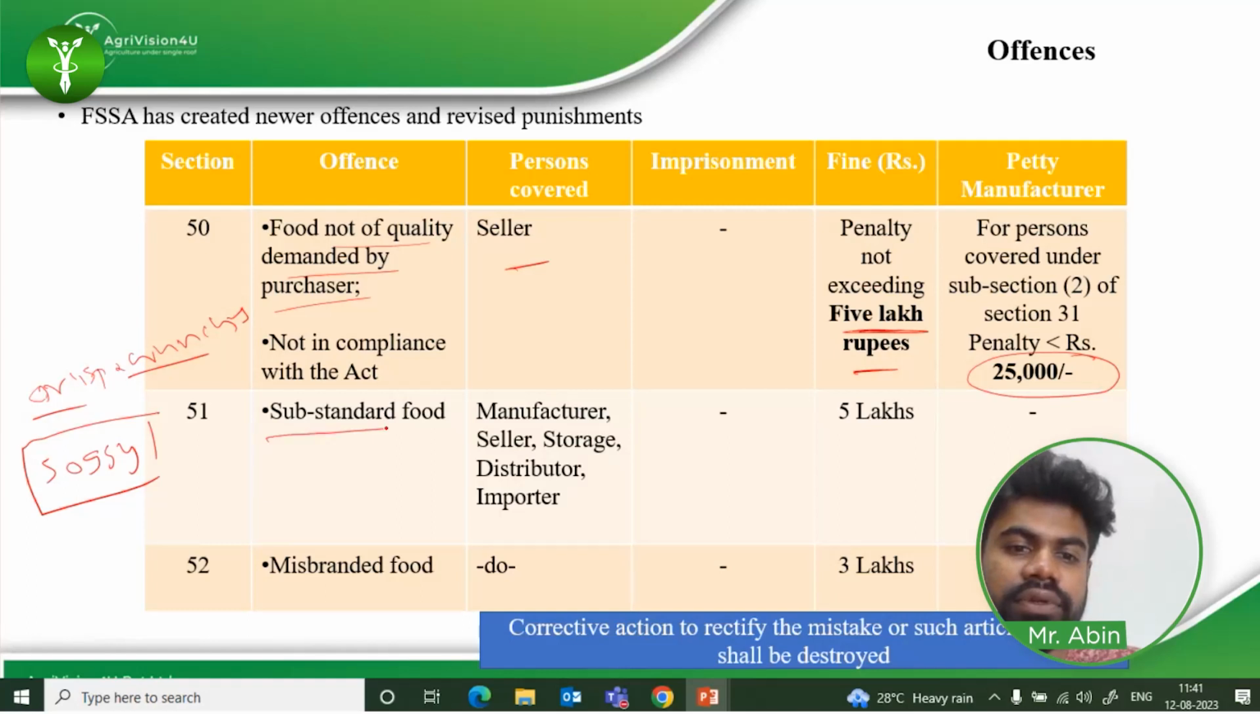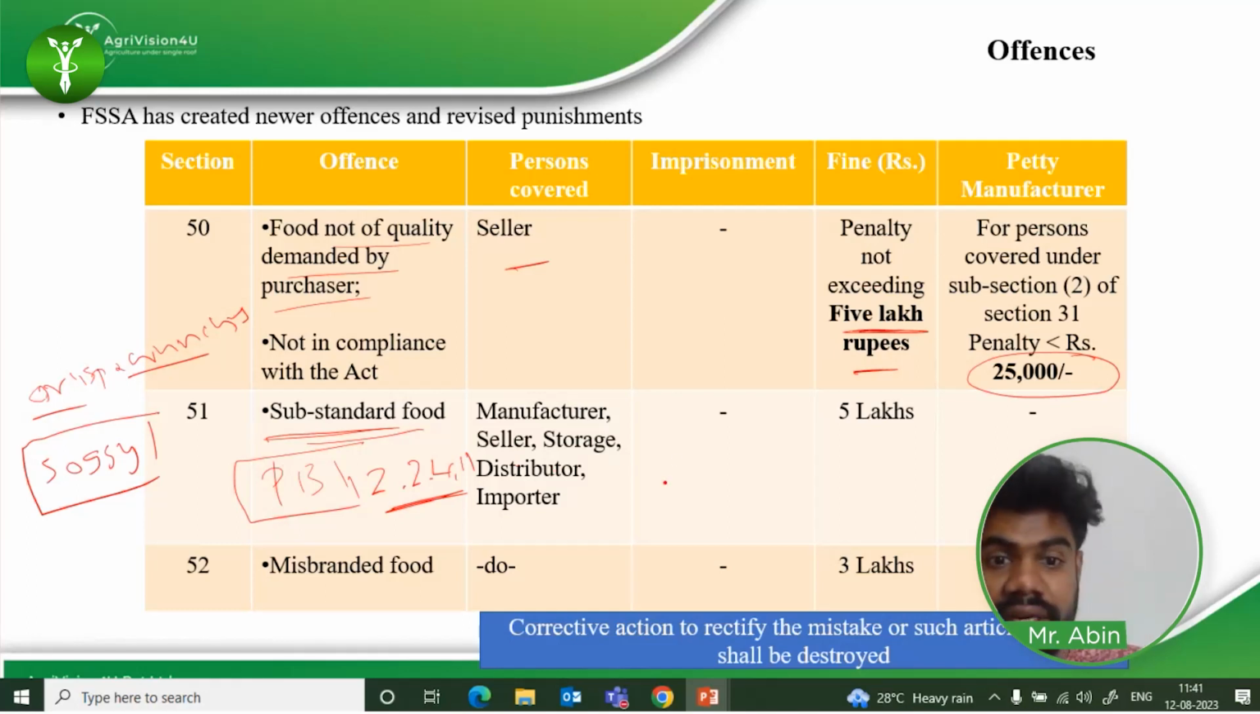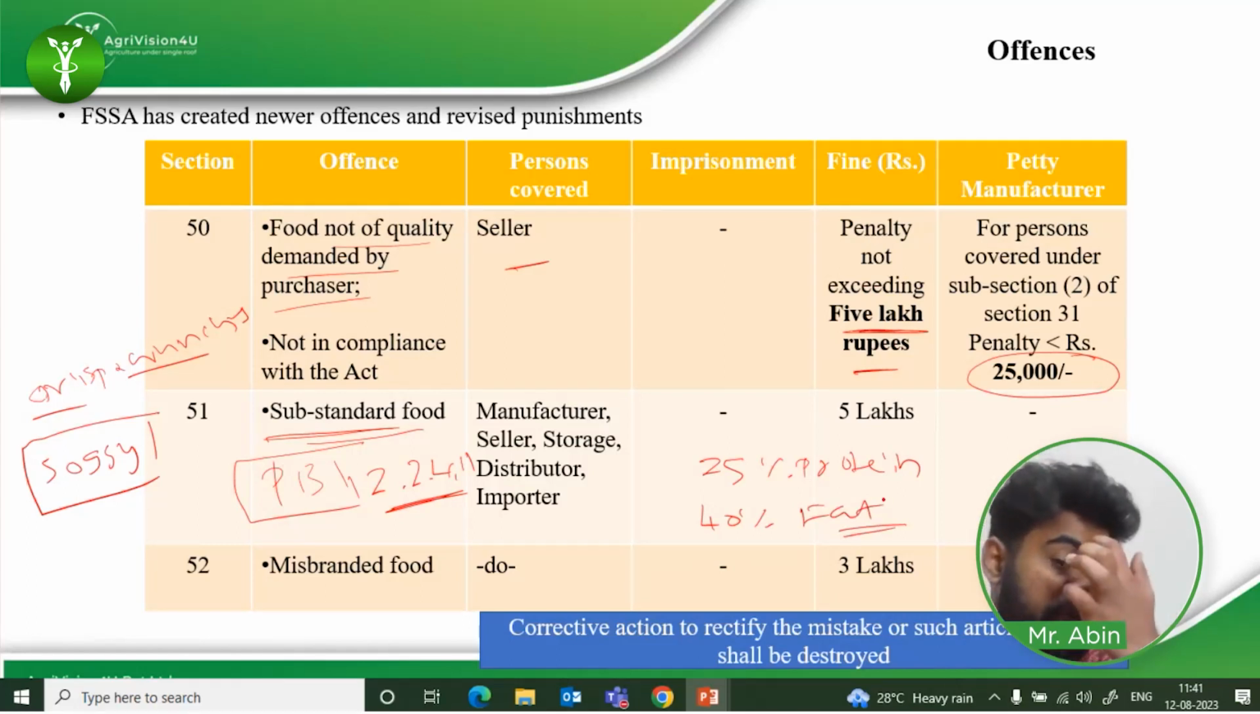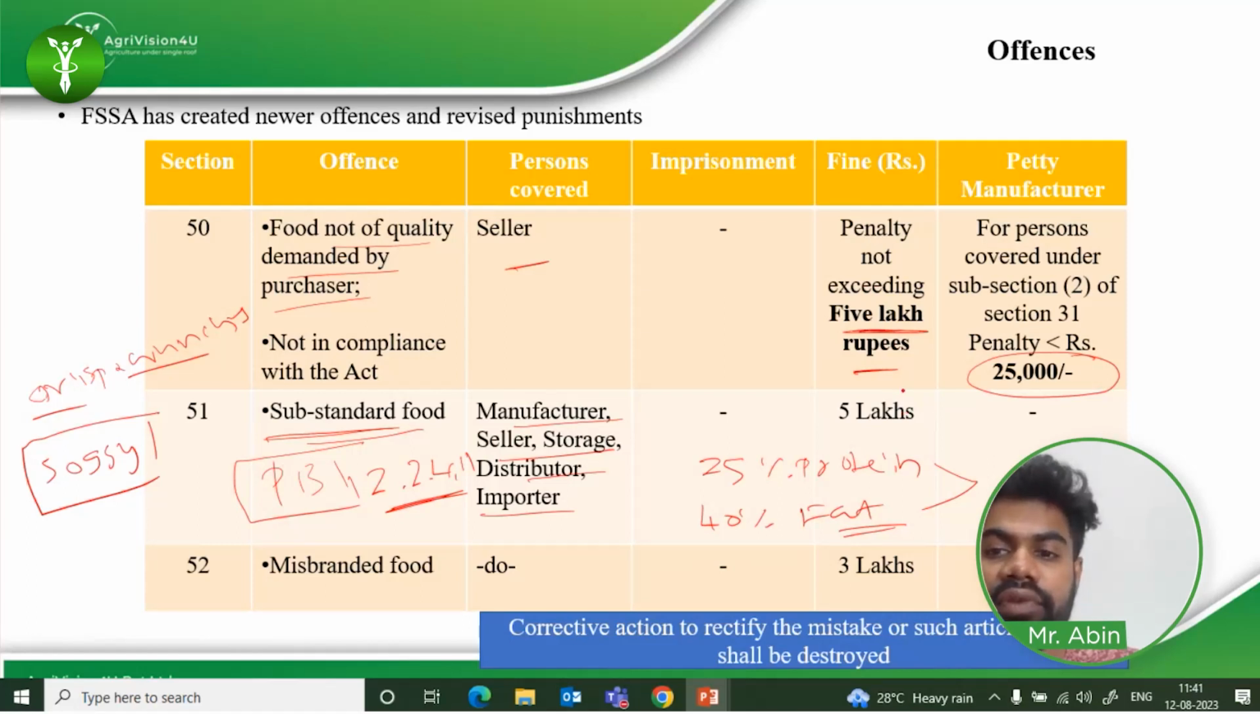Section 51, substandard food. Substandard food means what? Like I am selling, say, peanut butter. It is a standardized product, coming under chapter 2.2.4.11. So there are particular standards for peanut butter, right? There should be minimum 25 percent protein or minimum 40 percent fat for peanut butter. And if the consumer is getting this product and it is not matching the standards, it is called substandard food. In this condition, manufacturer, seller, storage, distributor, importer, all these people will be responsible and should pay a fine of 5 lakh rupees.